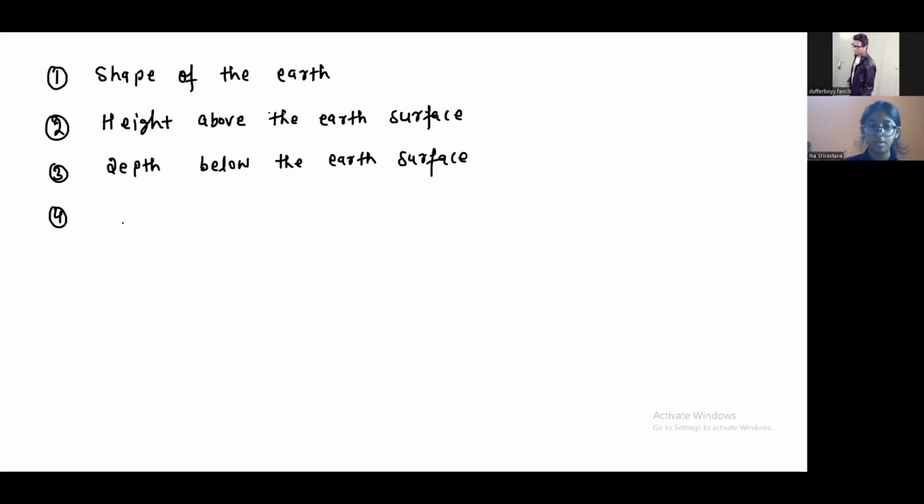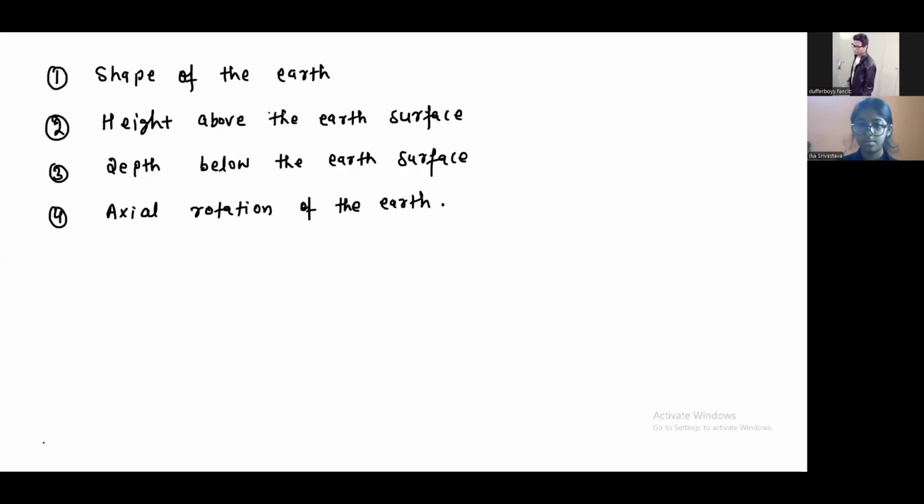And the fourth one: we know that the earth is rotating with some angular speed. So axial rotation of the earth. There are four factors we will discuss here. First is the shape of the earth. Second is the height above the earth's surface. Third is the depth below the earth's surface. Fourth is the axial rotation of the earth.